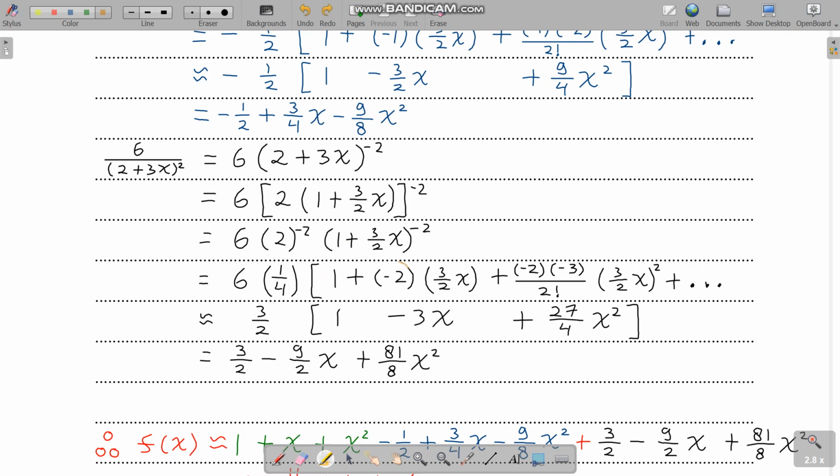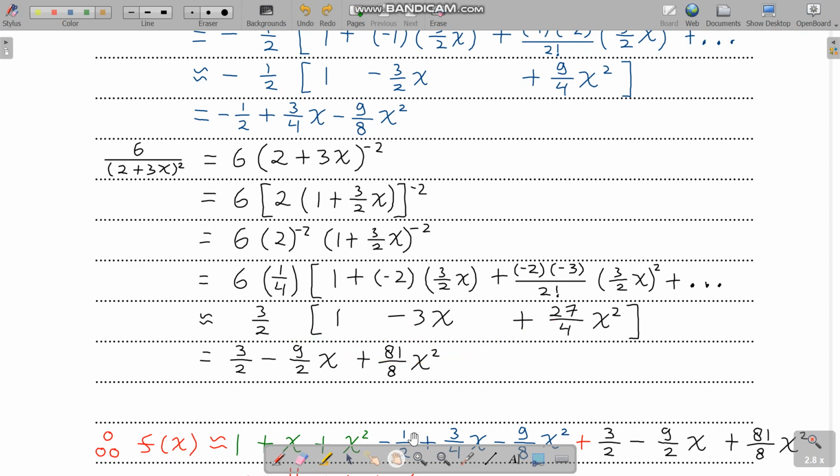1 plus nx plus n times n minus 1 over 2 factorial times x squared. Here we multiply, we get minus 3x, and here just use your calculator. Remember that the 3 halves is also to the power of 2. So if you use your calculator, you should get positive 27/4. And then we open up the square brackets, multiply, we get this, multiply, we get this, multiply, we get this.